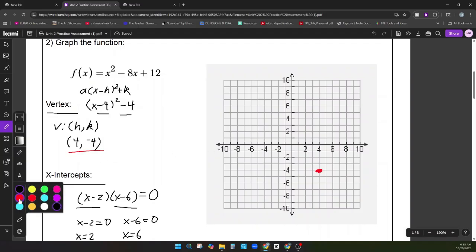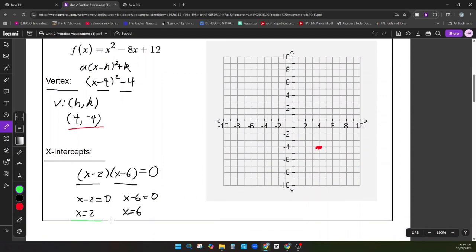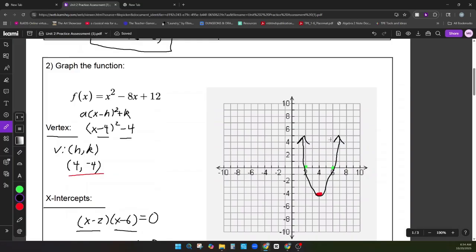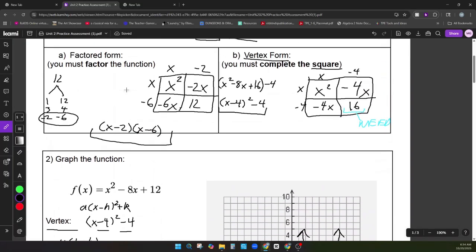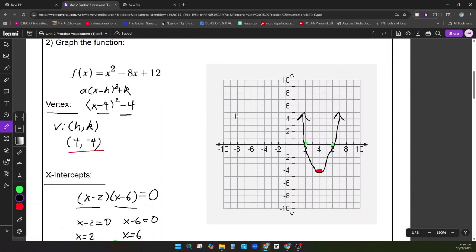So my two x-intercepts, we'll highlight those in green, are going to be at 2 and at 6. And now that I have my 3 points, I can sketch my graph. It's not perfect. I wish these lines were a little bit straighter, but we get the gist. That is how we get information from my factored form and vertex form in order to make my graph.